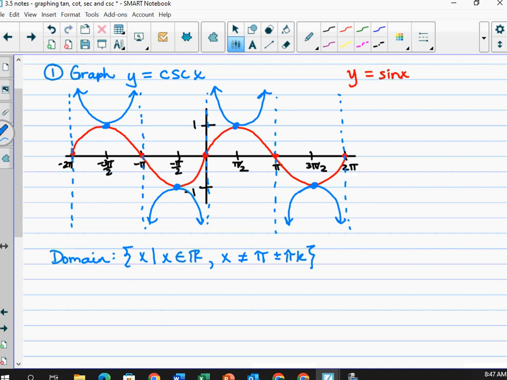Okay, so when you write the domain, this part, x such that x is an element of the reals, x cannot equal, will be the same every single time. You just have to figure out where is an asymptote and how far apart are the asymptotes. Those are the only two things you find. The k means it repeats. A k technically represents integers, so this happens pi plus 1 pi, pi plus 2 pi, pi plus 3 pi. They keep occurring every pi. That's what that notation means.